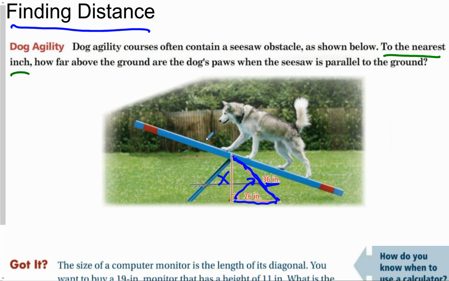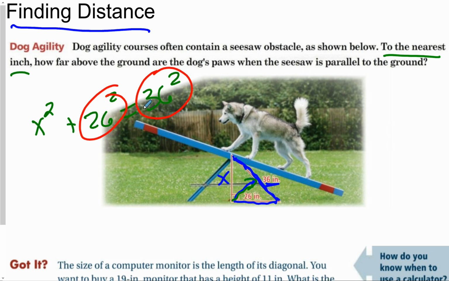X is a leg, right? So that means we're going to do x squared. And 26 is the other leg, so 26 squared equals our hypotenuse, which is always across from the right angle. So that's 36 squared. You could square these now if you want to and get the answer, or you can just go ahead and subtract 26 squared on both sides.